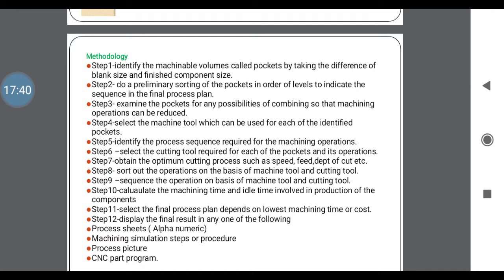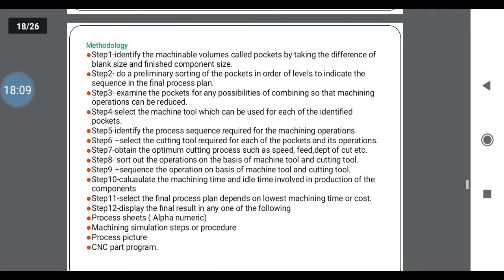Next one is obtain the optimum cutting process, speed and feed rate or depth of cut. Next one is sort out the operations on the basis of machine tool and cutting tool. Next one is calculate the machining time and idle time. Next one is select the final process plan. 12th one is display the final result in any one of the following forms. Next one is process sheets, all in numerical form. Machining simulation, step procedure and process picture, and CNC part program.